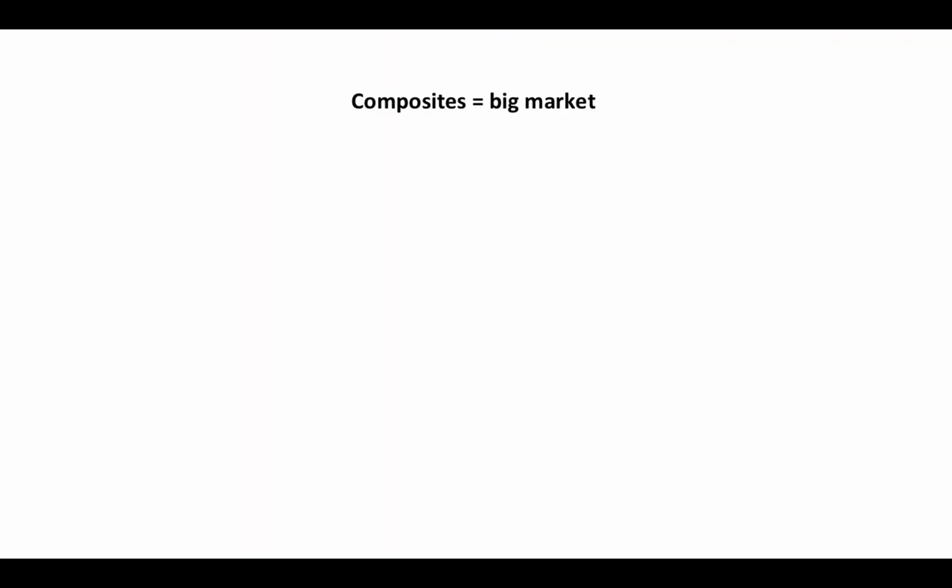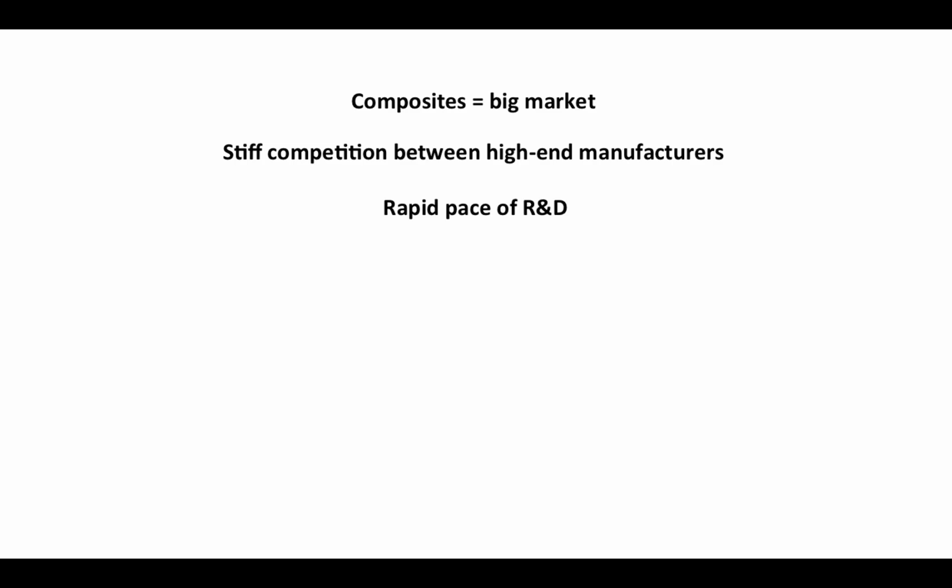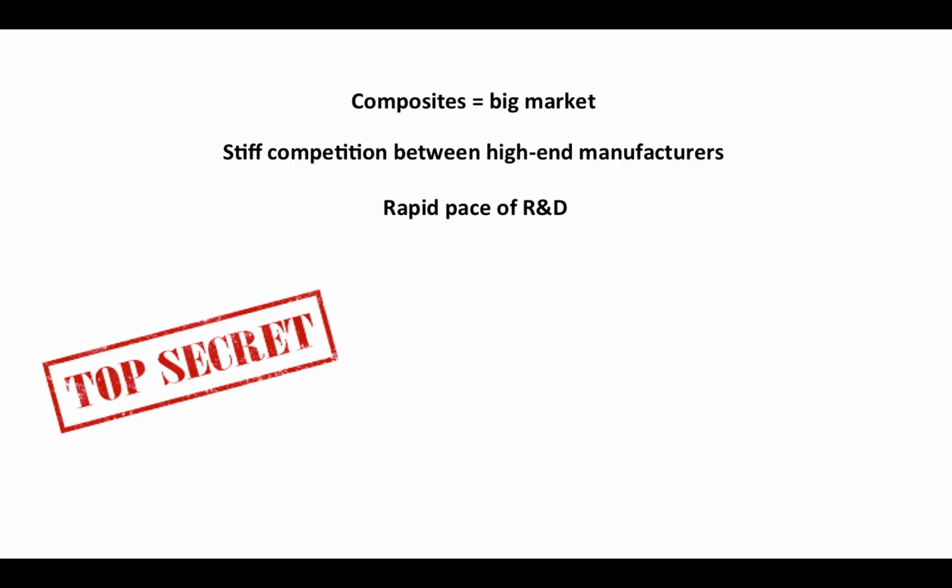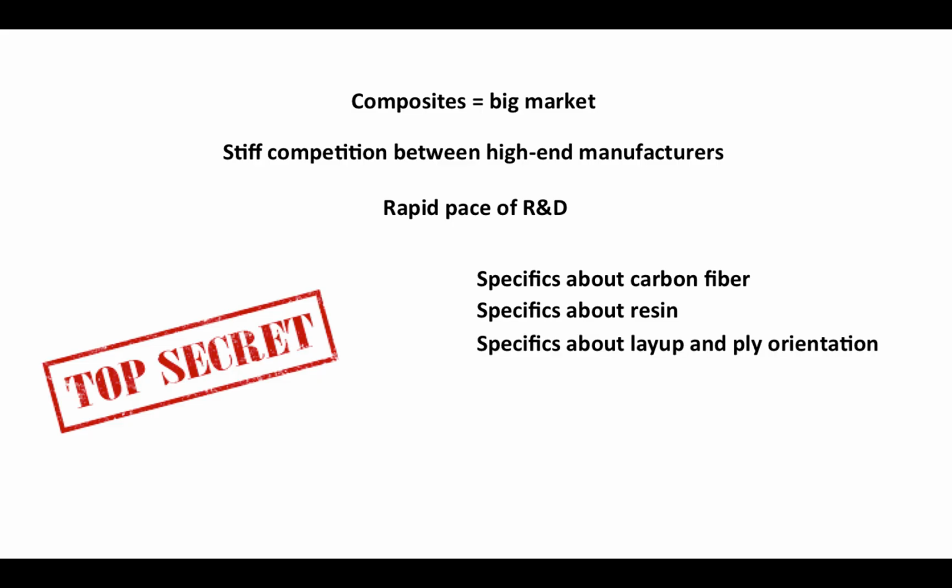The business of manufacturing carbon composites is a very big market and probably will become much larger in the future. There is understandably stiff competition between high-end manufacturers, and there's also a very rapid pace of research and development. So there are some very tightly guarded trade secrets, for example, about the specifics of the carbon fiber, the specifics of the resin, and the specifics about the layup and ply orientation.